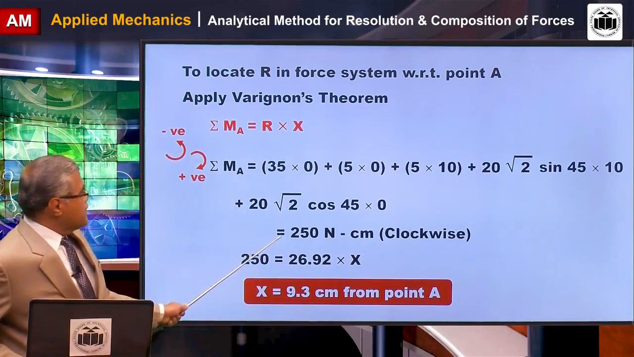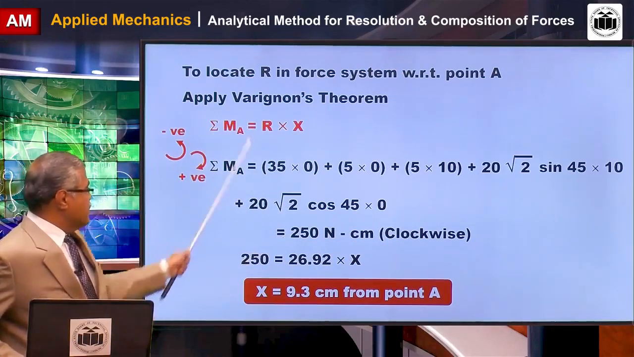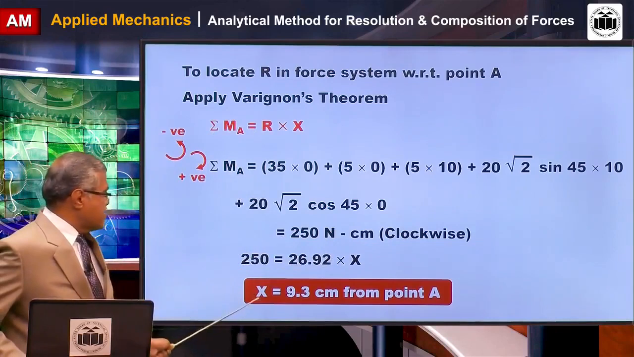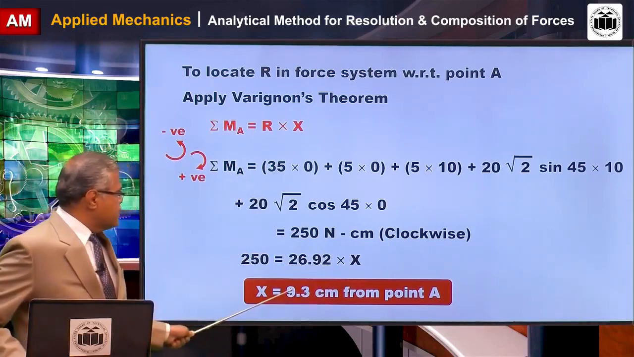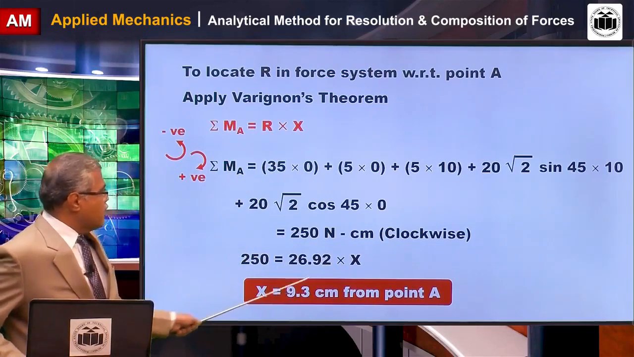By substituting this value in this equation, we can get the answer for x, and x is equal to 9.3 centimeter from point A. This distance is the perpendicular distance from point A.